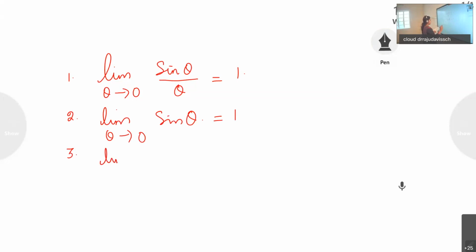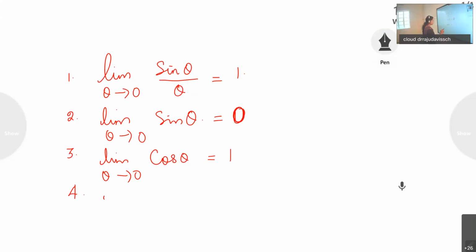Limit theta tending to 0, cos theta. What will be the answer? Cos 0 is 1. Note down this change, children. I was thinking about cos and said sine 0 is 1, which is wrong. Sine 0 is 0 and cos 0 is 1.